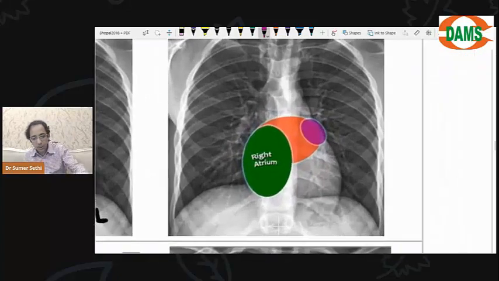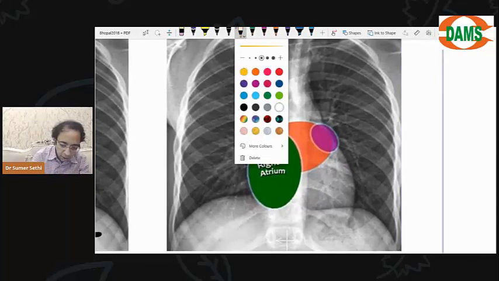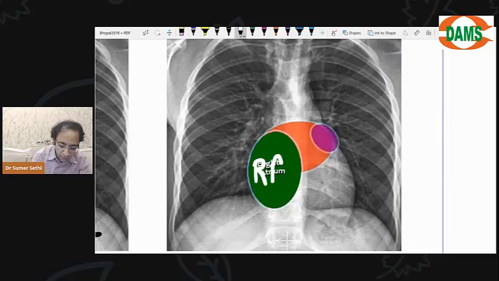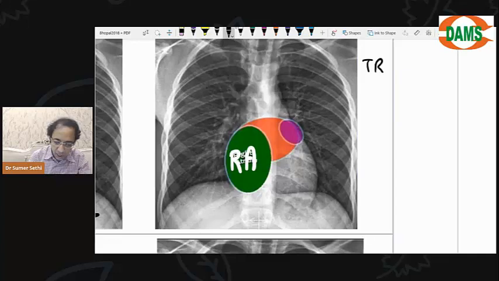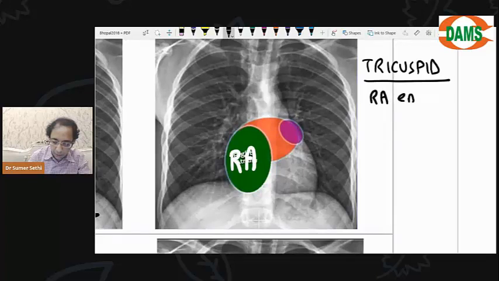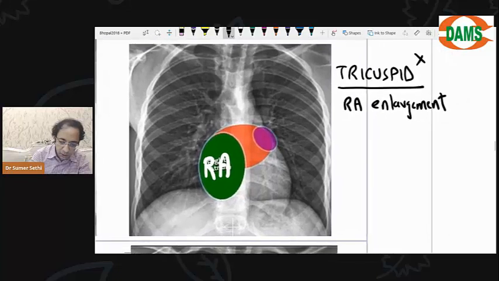Now see the second chamber that I want you to see. The cardiac chamber that I am trying to highlight for you is the right atrium. Now imagine somebody having a disease in the tricuspid valve. What will happen to the RA? There will be RA enlargement. Do you agree? So if there is a tricuspid valve disease, there will be right atrial enlargement.